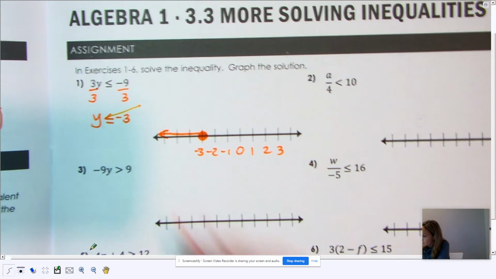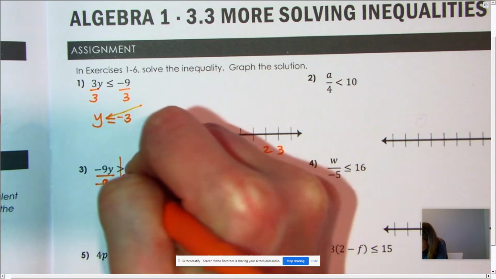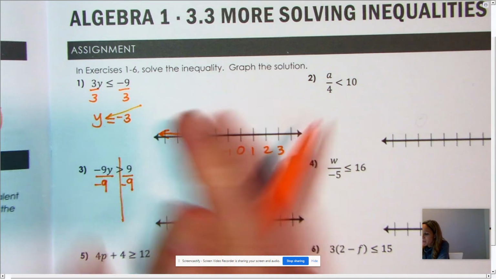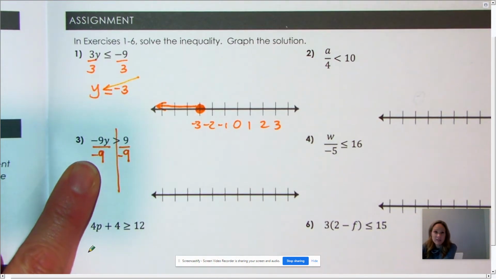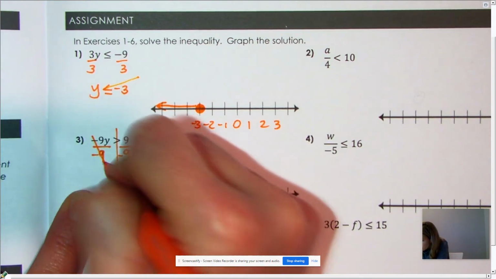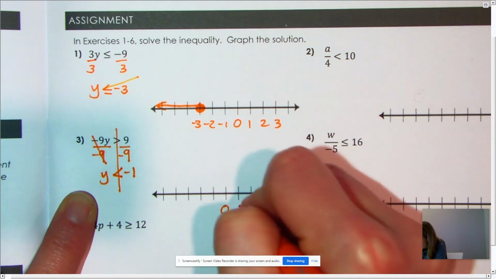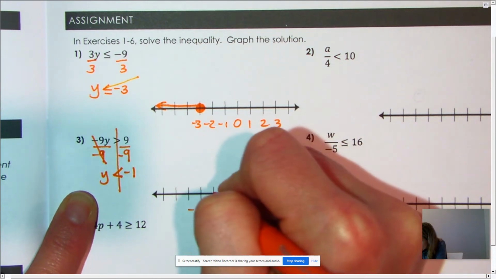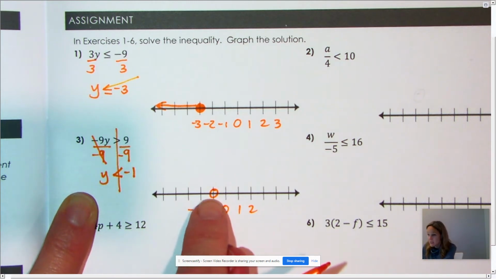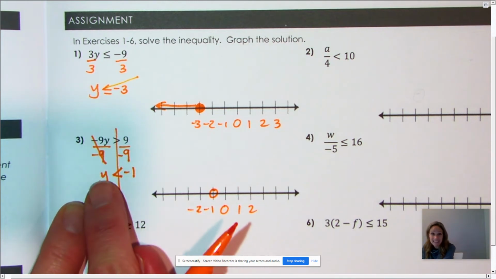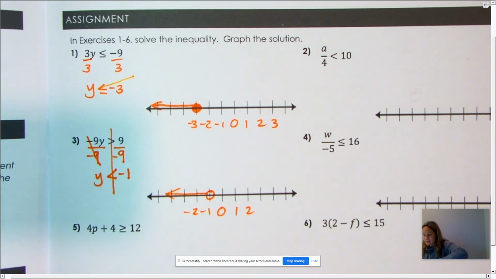Question number 3. This one, we are going to divide by -9 on both sides. So remember, anytime I multiply or divide by a negative, we are going to flip the sign. So we get y is less than -1. So 0. I'm going to put the circle at -1. I do not color it in because it cannot be equal. It has to be strictly less than. So y is less than, or less is to the left.